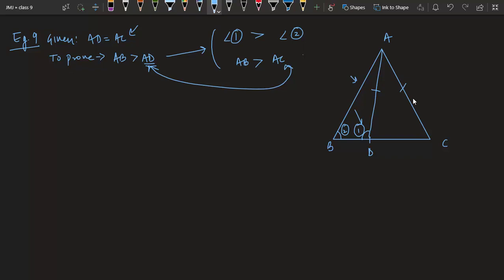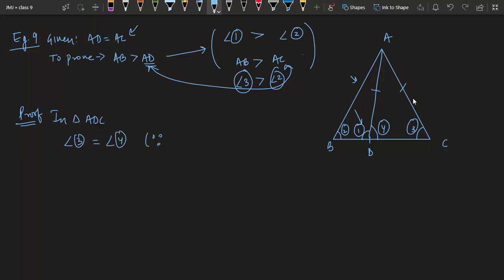Now let's try to understand how to prove this part. If I call this angle as angle 3, we have to prove angle 3 is more than angle 2. I hope this would be easier to prove. Let's start now. Proof. First of all, in triangle ADC, which is given to us as isosceles, we can say angle 3 is equal to angle 4, because angles opposite to equal sides are equal.